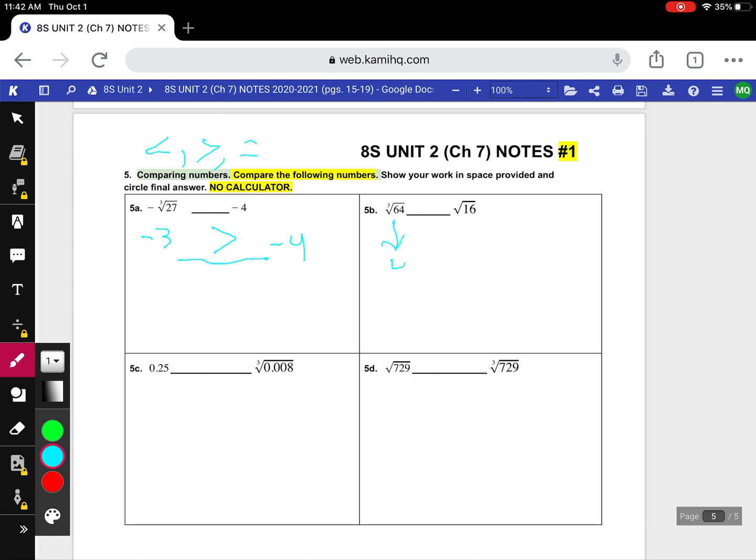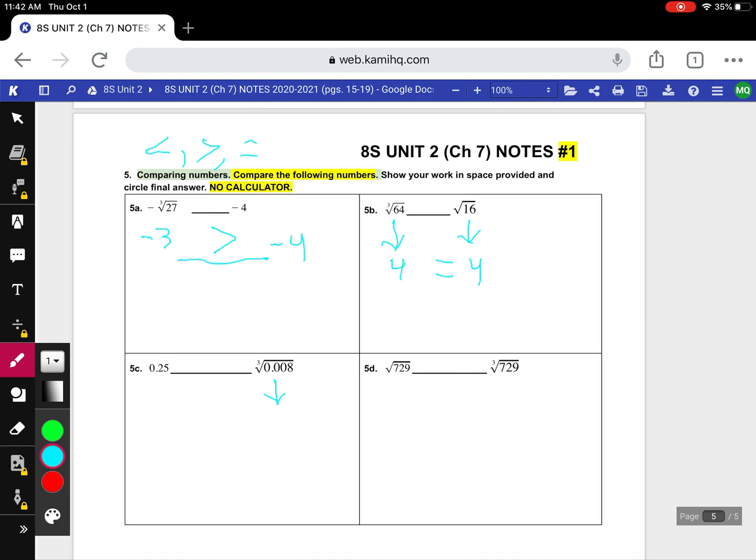The cube root of 64, that's going to give me 4. And the square root of 16, also 4. So we equal each other, okay? I lied, I want to do one more. Okay, I want to do this one because I think it's good, it has those decimals.